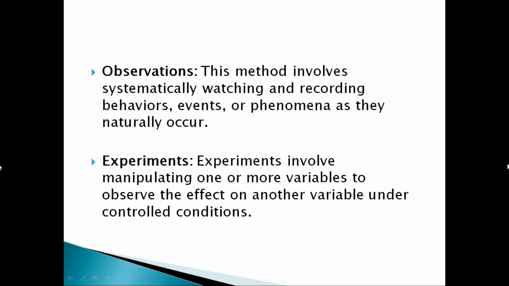The next one is experiment. Experiment involves the manipulation of variables, which we already know are of two types: dependent variable and independent variable. So we manipulate one variable and observe the effect on the other one. How does the change in one variable affect the other one? So this is a study to understand the cause and effect relationship between the two variables. So that is experiment.